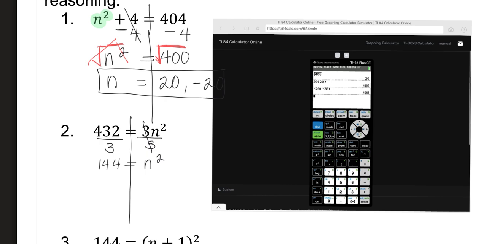Now we are at that point again to take the square root of both sides. The square root will cancel the square on the right, so we just have n, which is what we want. We can go back to our calculator and do square root 144, which gives me 12. So we have 12 and -12. We have to write down the positive and the negative for that answer, okay?